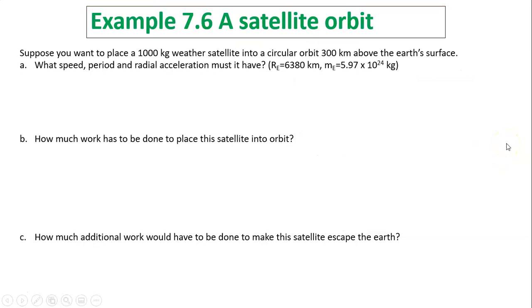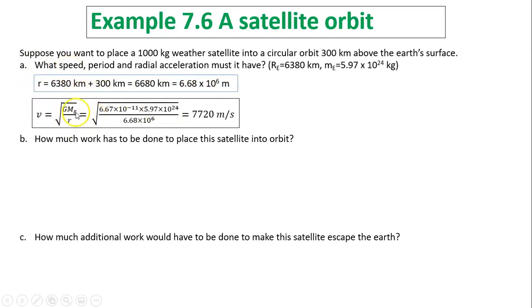Let's take a look at this example. Suppose you want to place a 1,000-kilogram weather satellite into a circular orbit 300 kilometers above Earth's surface. What speed, period, and radial acceleration must it have? Since this is 300 kilometers above the Earth, remember the distance in all the equations has to be from the object to the center of the Earth. So you have to add these two numbers together to find r. That is your r.